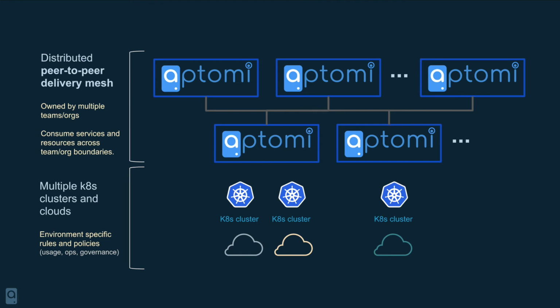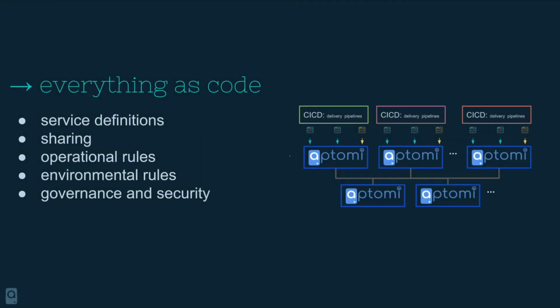Optimi allows you to deploy on top of Kubernetes clusters and clouds in an easily controlled fashion, including management of resource usage, operations, as well as security and governance constraints. What Optimi allows you to do, through integration with CI/CD pipelines, is to treat everything as code. Whether this is service definitions, sharing, operational rules, environmental rules, governance, and security, all of this can be treated as code by the respective development teams. The Optimi delivery mesh ties it all together into a single coherent system.